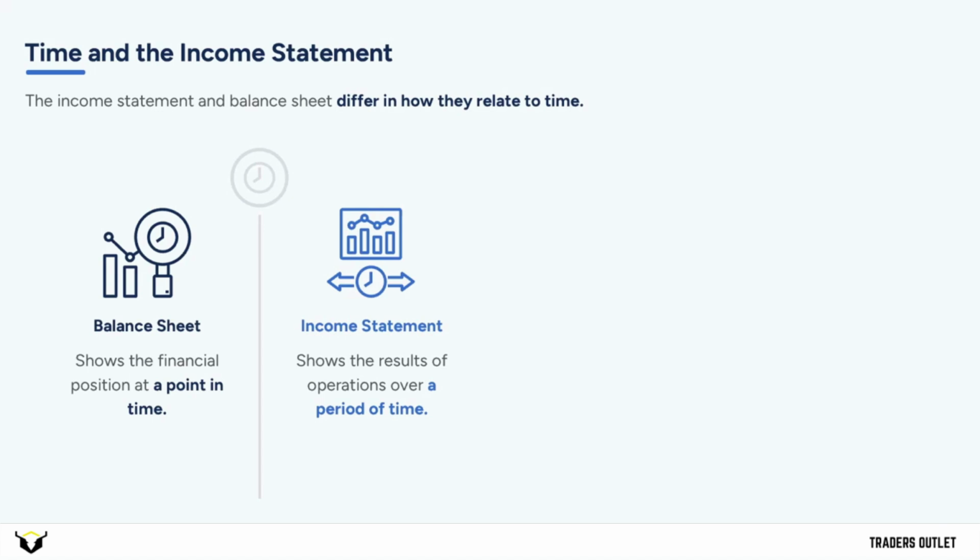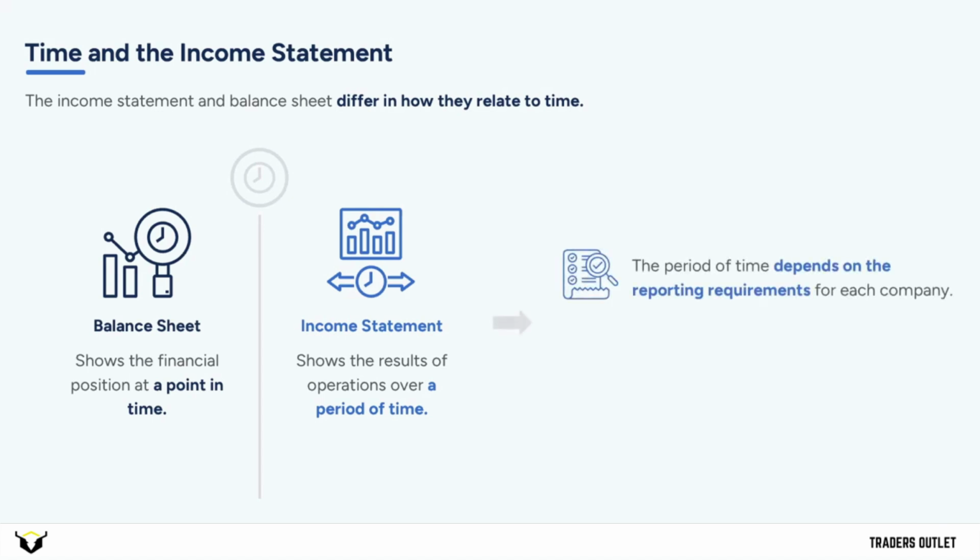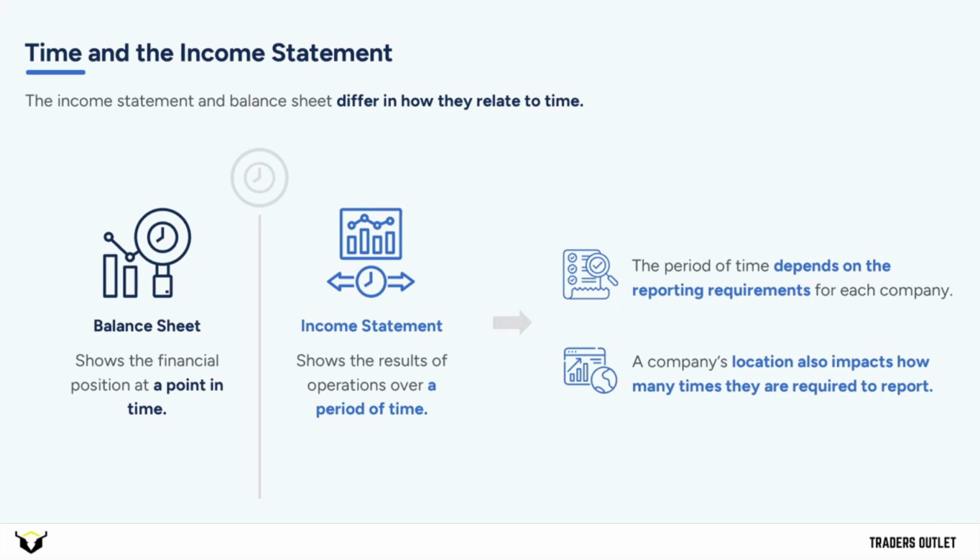The period of time reported really depends on the reporting requirements or needs of the company. So, for example, publicly traded companies in North America typically report both quarterly and annually. However, in countries like the UK, Germany, and Australia, to name just a few more countries, publicly traded companies report to shareholders twice a year, semi-annually and annually.